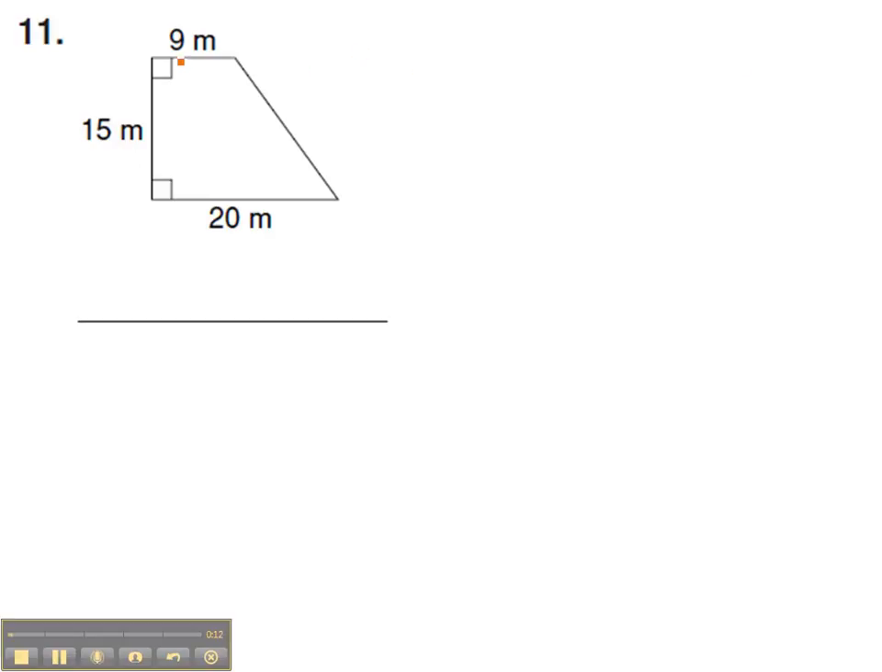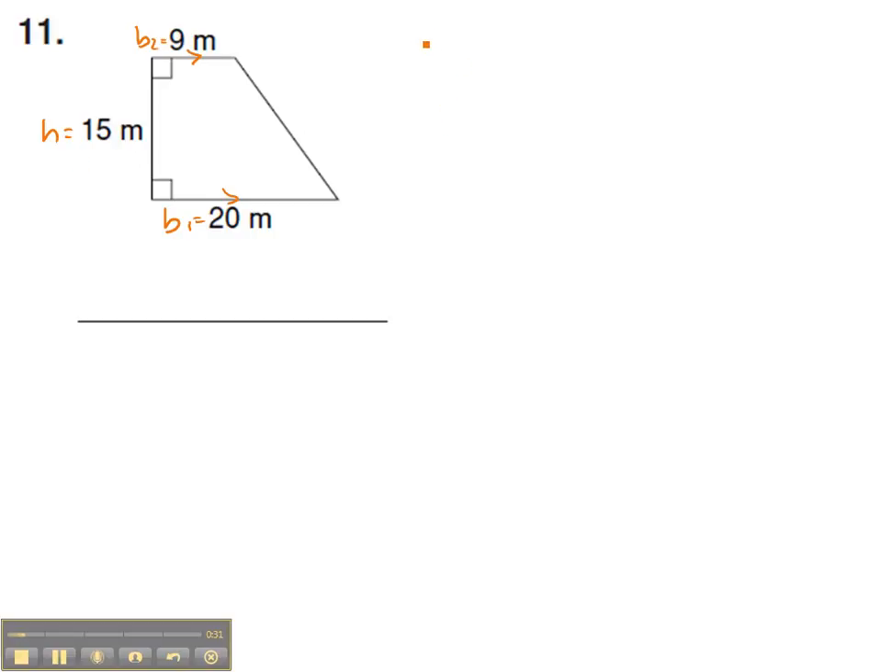We have a trapezoid here. We have two parallel bases. The parallel sides are the bases. We can call this B1 and B2. And the height is the distance between the bases, and that's 15 meters in this case.